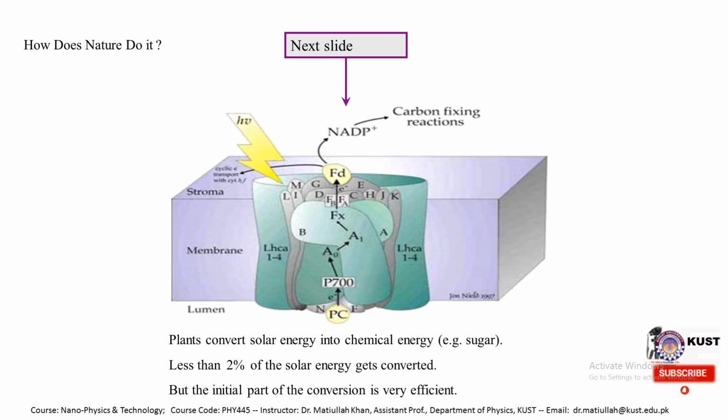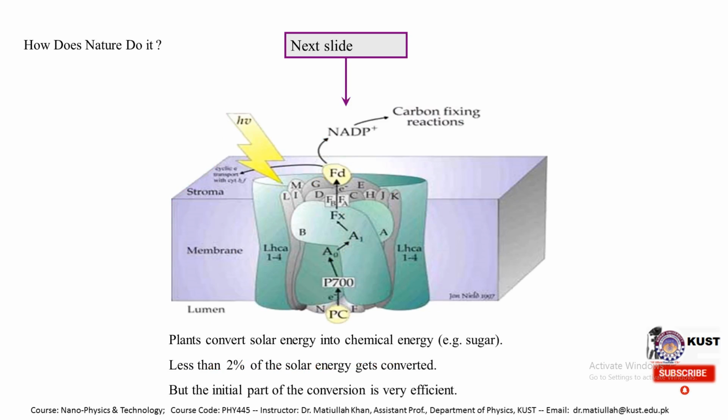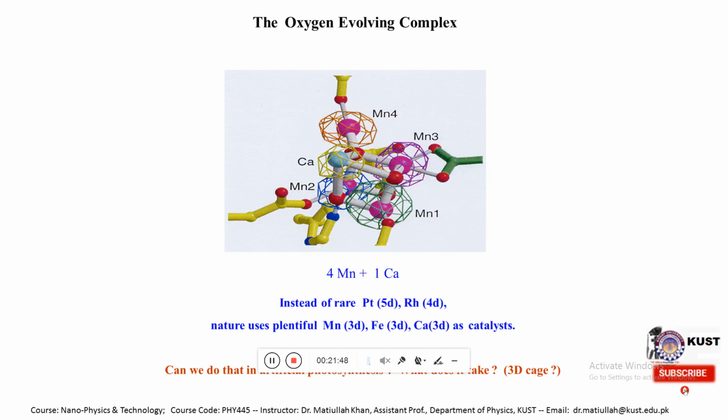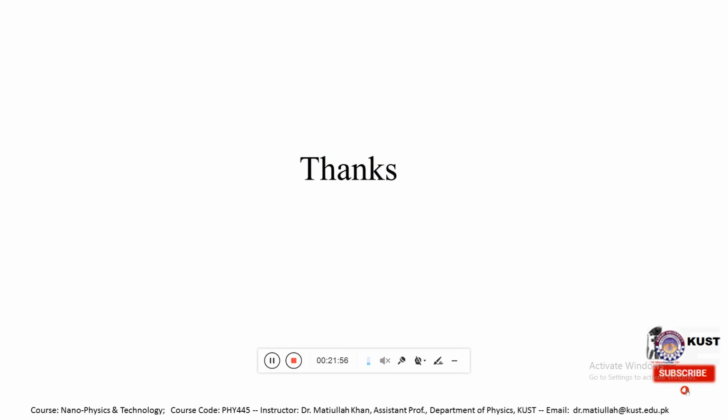How does it work? If we consider photosynthesis, the plant converts solar energy into chemical energy, and less than 20% of the solar energy gets converted, but the initial part of the conversion is very efficient. This is the oxygen evolving complex in this particular case. So this is something about the conversion of solar energy into electrical energy, and the way we can utilize nanotechnology for different purposes of utilizing solar energy. So this is the content of today's lecture.